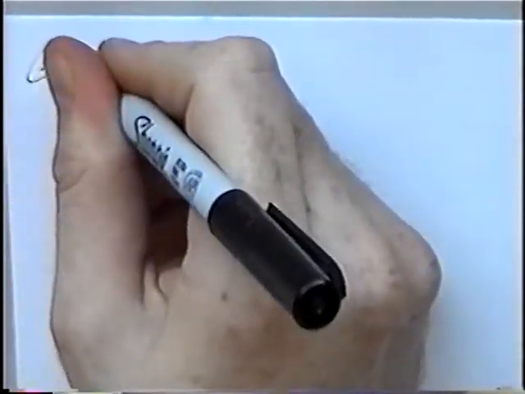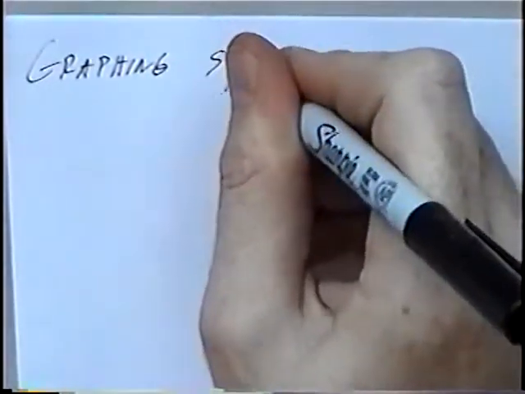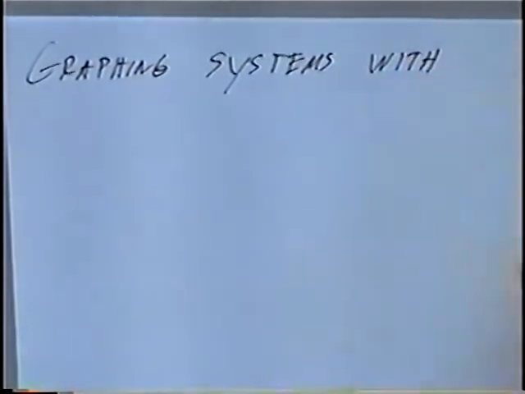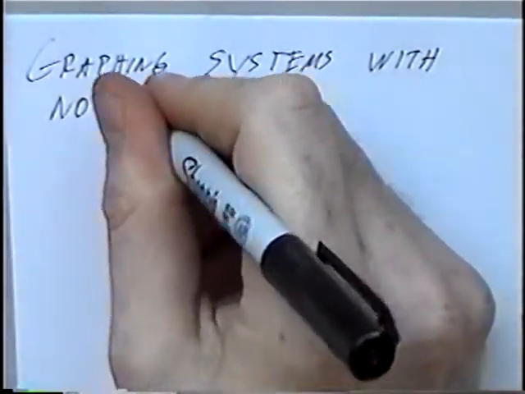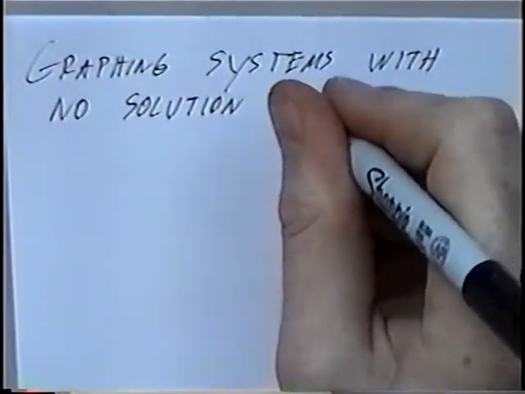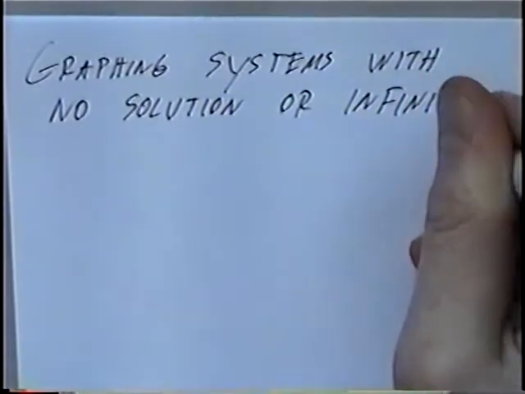Title of the next section is Graphing Systems with no solution, or infinite solutions.